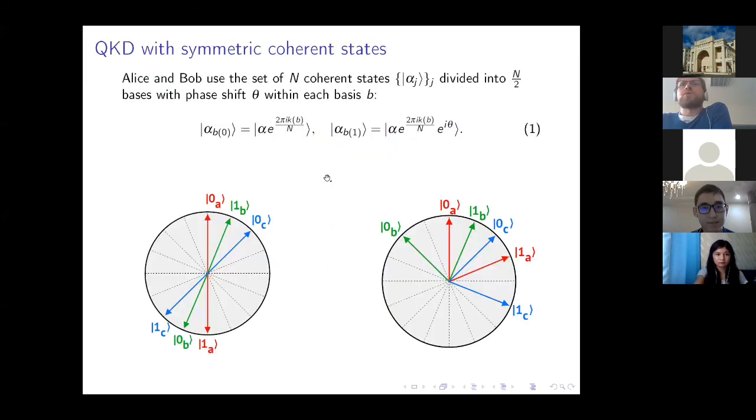Now, a couple of words about quantum key distribution with symmetric coherent states. Alice and Bob use n coherent states, which are divided into n over 2 bases. There is a phase shift within each basis, theta. For the left picture, theta equals pi, and for the right picture, theta is much less than pi. So there are n states which are divided into n over 2 bases. Here are the states within each basis, whose difference is in the relative phase, theta, between them.